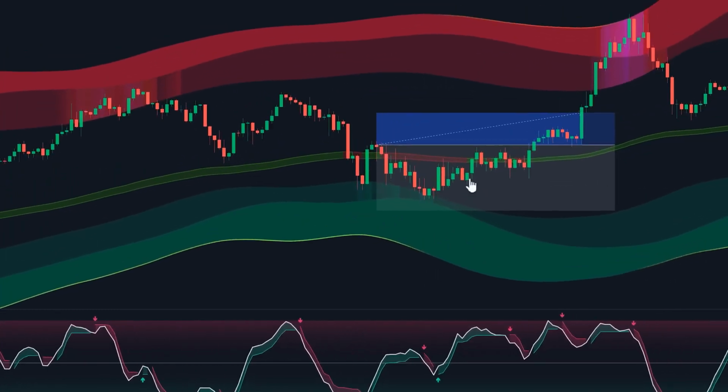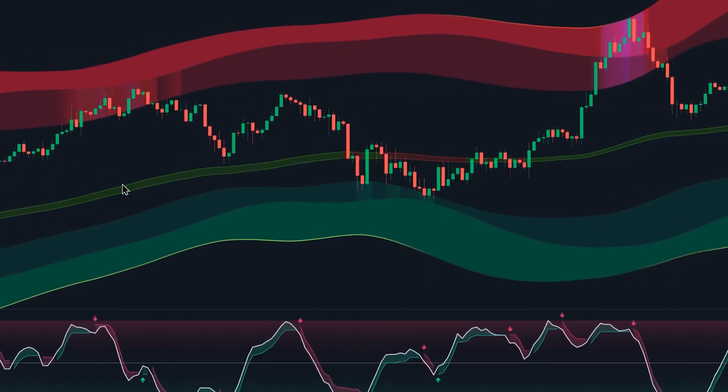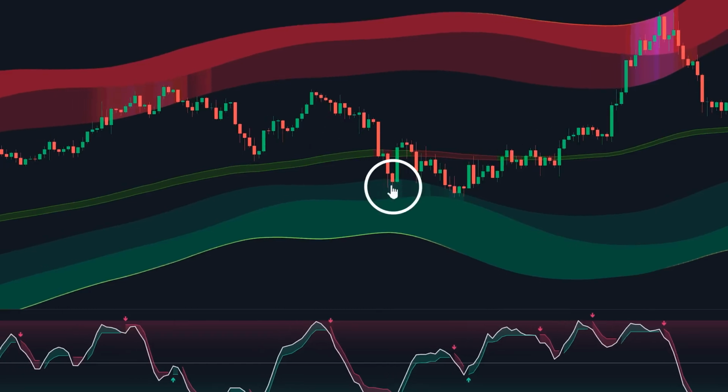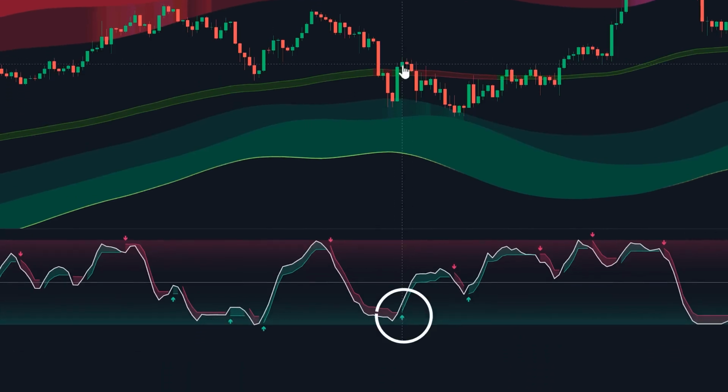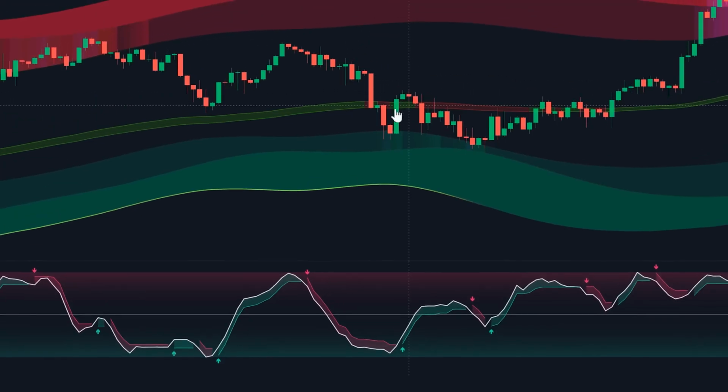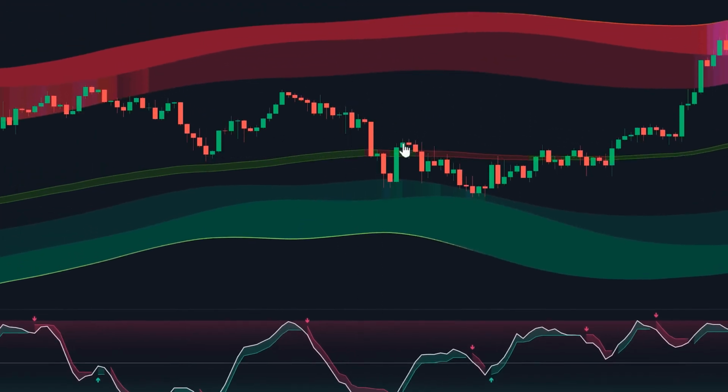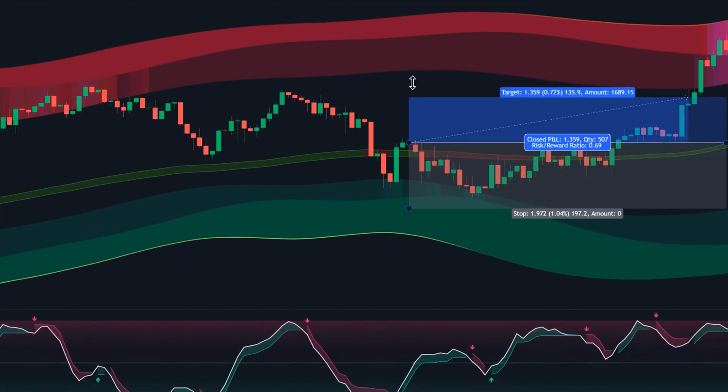Right here, we had another trade. The trend was bullish, the trend ribbon was green, the market did a pullback, and it got close enough to the bottom wave band. After this pullback, we waited for a buy signal, which was printed on this candle, and this candle also closed above the trend ribbon. If you were to take this trade, you can see it was profitable.